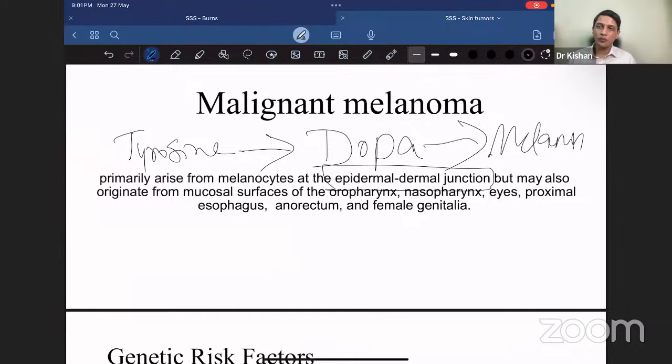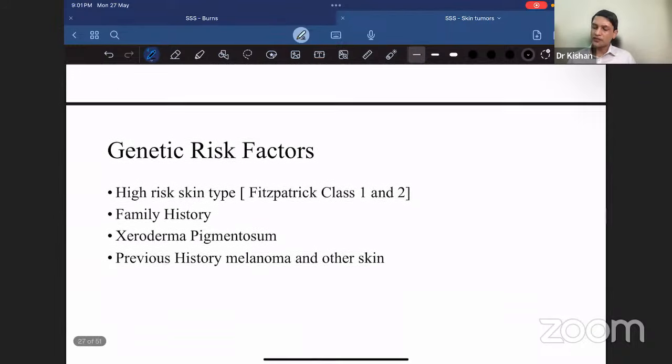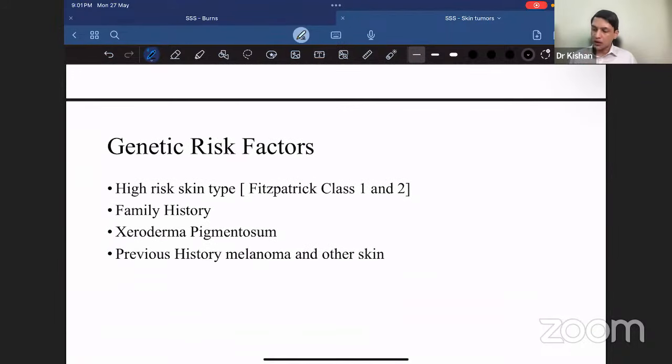So melanocytes or melanoblasts are the original cells from which the cells proliferate to become malignant melanoma. But they may also originate from the mucosa, like the oropharynx, nasopharynx, anywhere. Okay. Risk factors. Fitzpatrick class 1 and 2, a Fitzpatrick skin type, is high risk. The risk factor classification itself is out of the purview here.